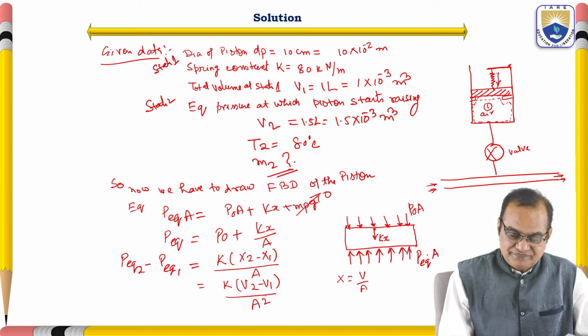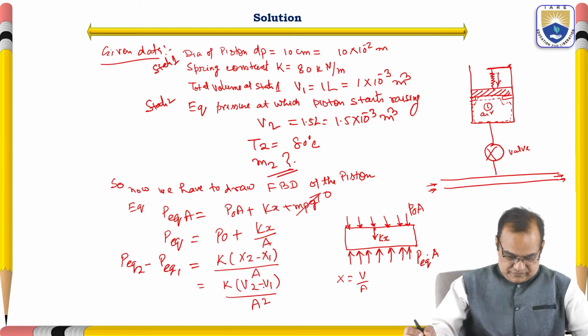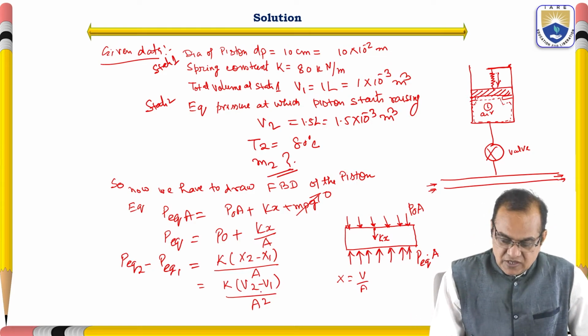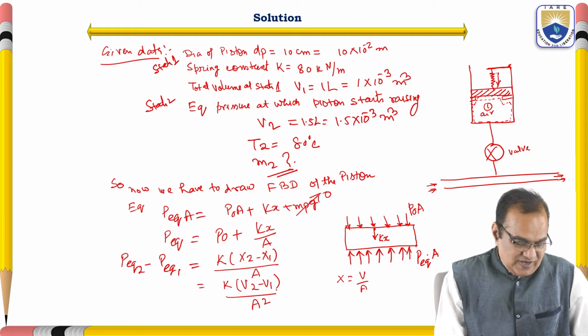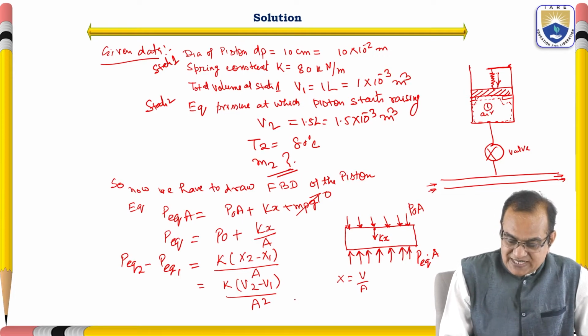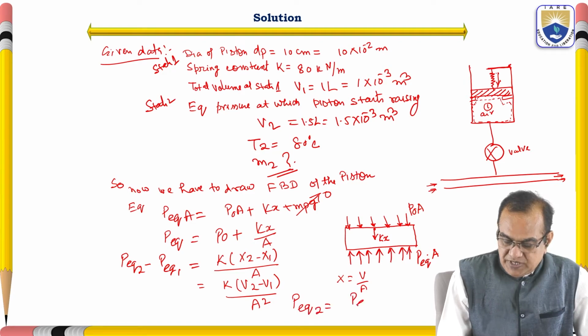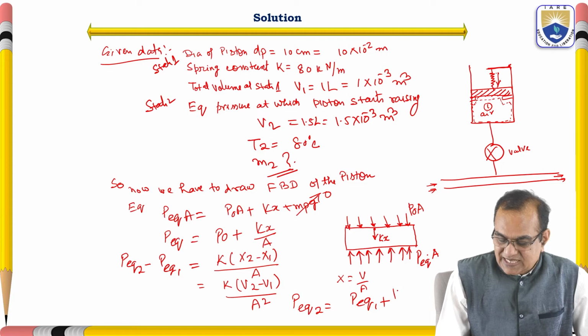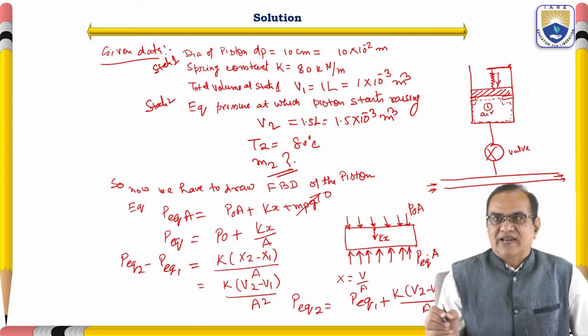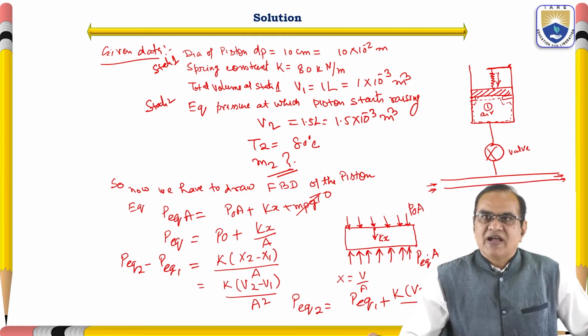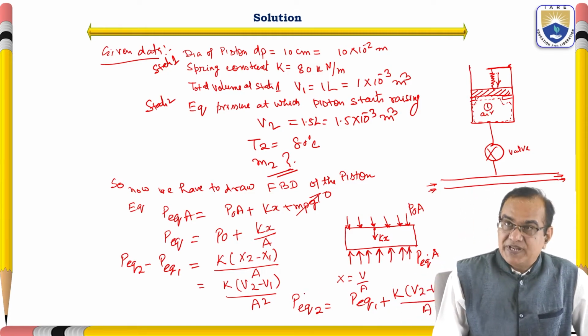So here K times V2 minus V1 by A, and A, this will be A square. So we will get P EQ2 is equal to P EQ1 plus K times V2 minus V1 by A square. So we have got one equation for the equilibrium state at state 2.